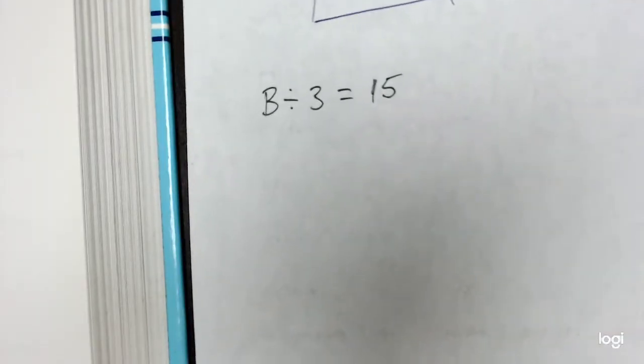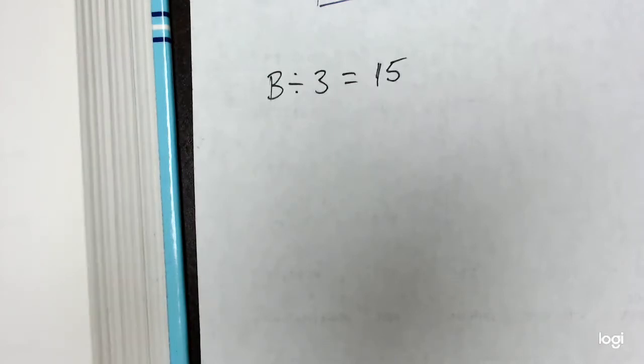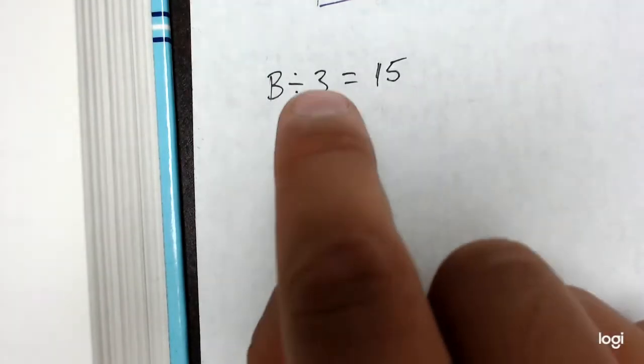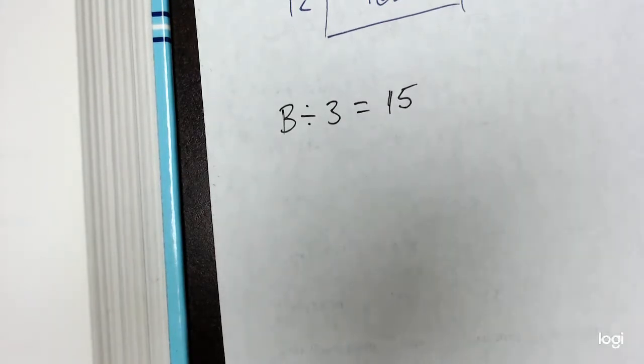Alright, so the next example is a division problem. And we have the problem b divided by 3 equals 15. In this problem, can we guess where the area would be? Well, if it's division, then the area is being divided to find the length and the width, right? So these are the lengths and the widths of our rectangle.